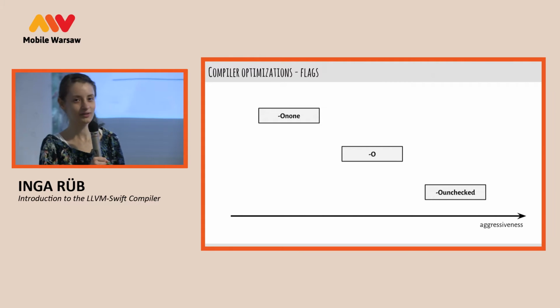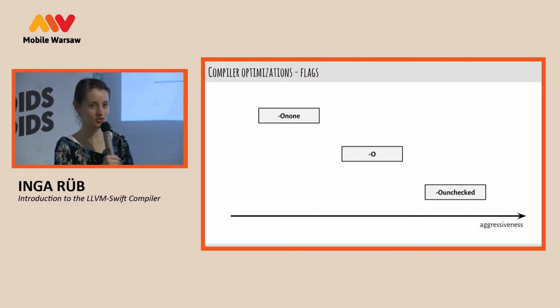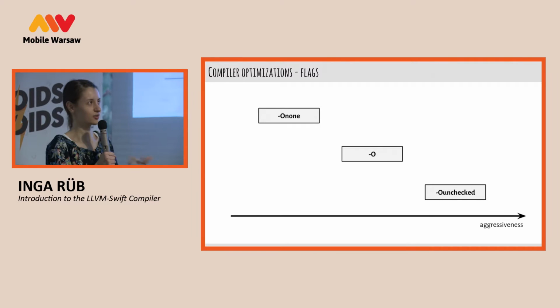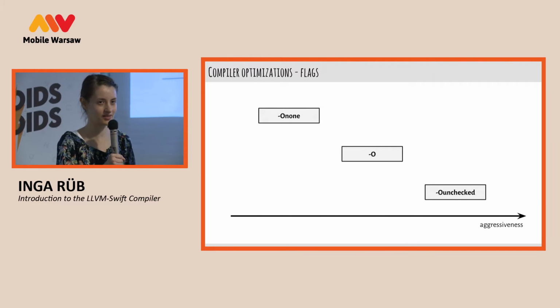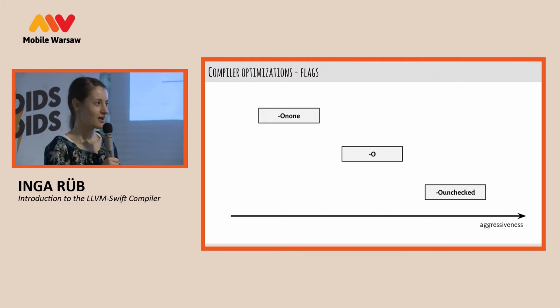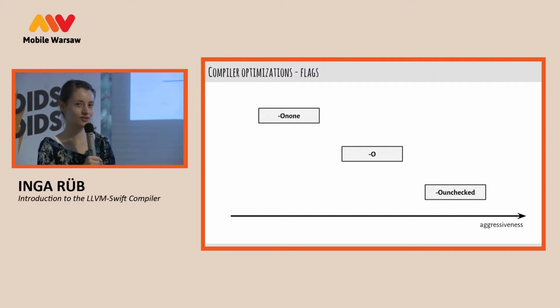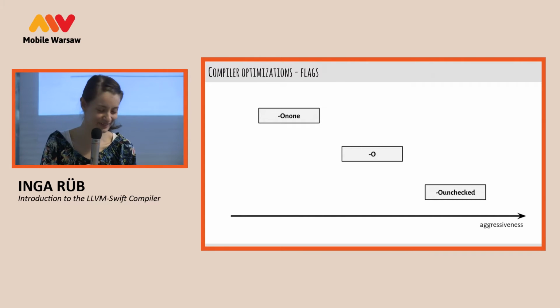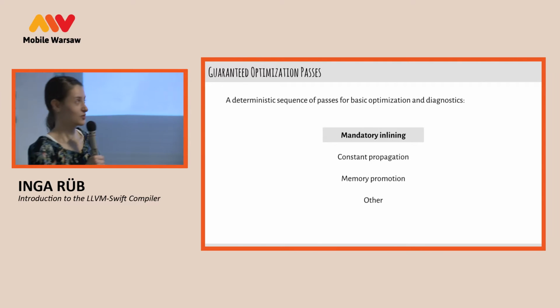And there is also the third flag, unchecked. As I mentioned, this flag, for example, tells the compiler, do not check if there are some overflows. And probably you don't want to use it unless you work on high performance code and you are sure that the input is all right and nothing bad will happen. So almost never, because you cannot be sure.